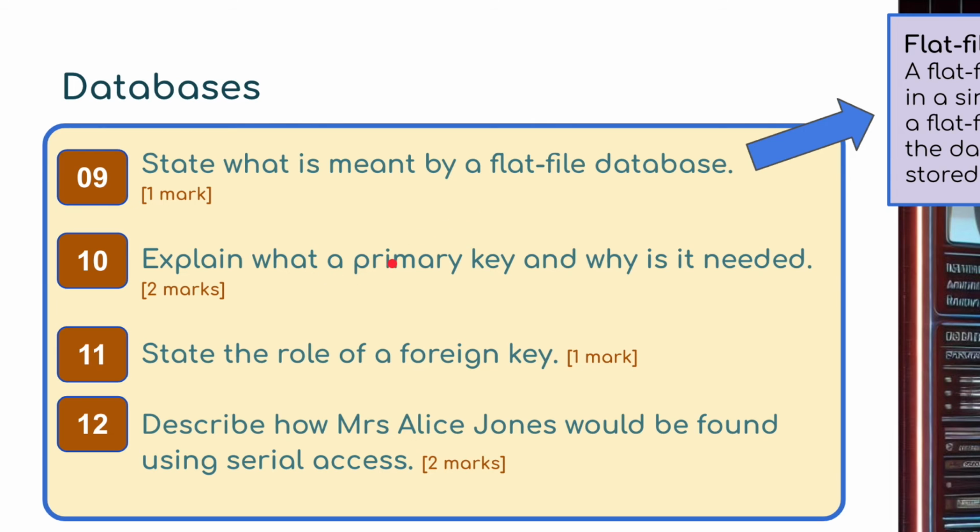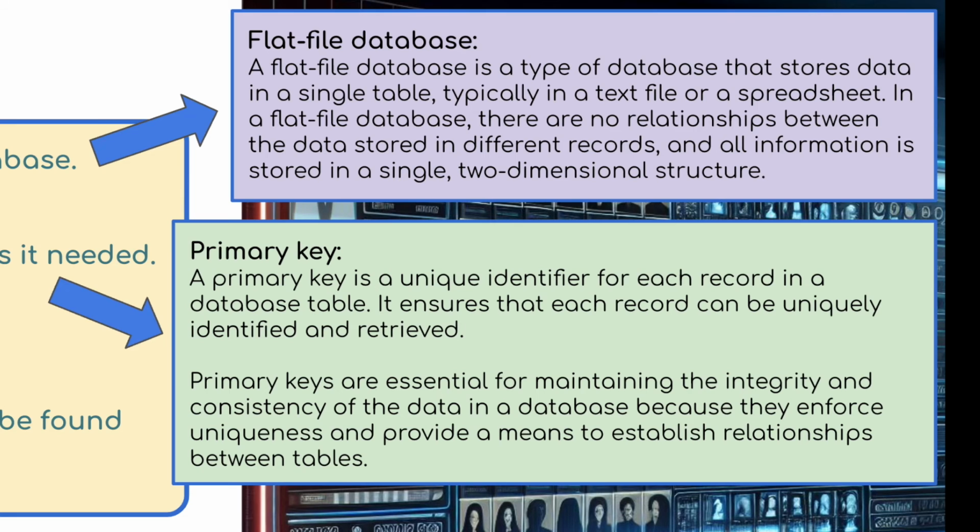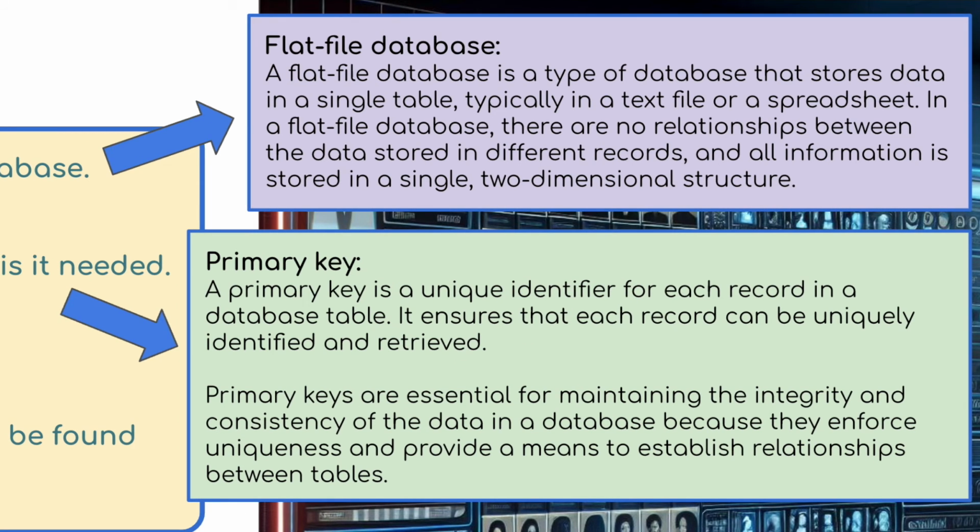Okay, explain what a primary key is and why it is needed. Okay, again, we're still talking about databases. A primary key is a unique identifier for each record in the data table. It ensures that each record can be uniquely identified and retrieved, such as a bank account number. It's unique to you, and nobody else using that particular bank has got the same bank account number. Okay, primary keys are essential for maintaining the integrity and consistency of the data in a database because they enforce uniqueness and provide a means to establish relationships between tables.